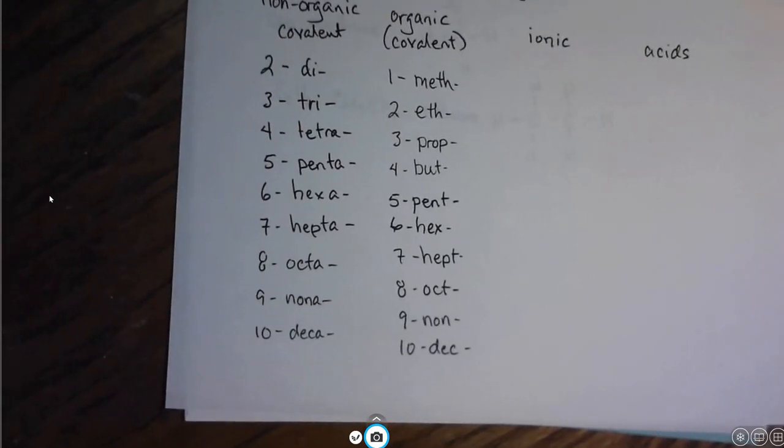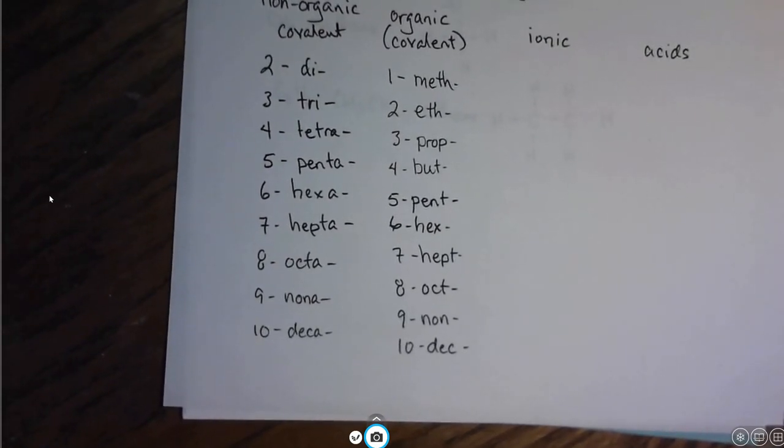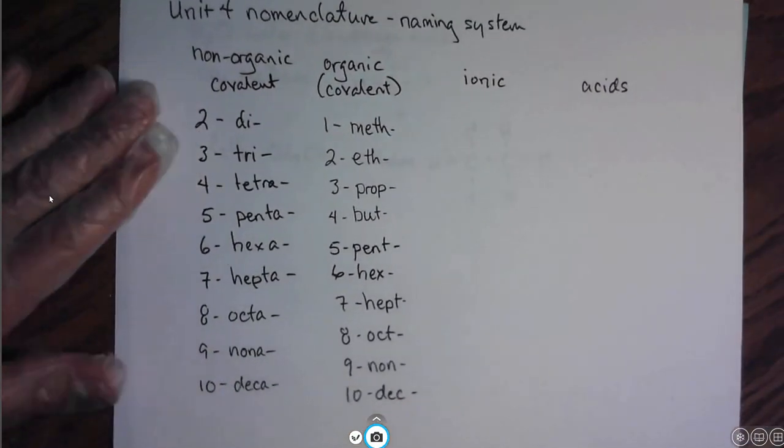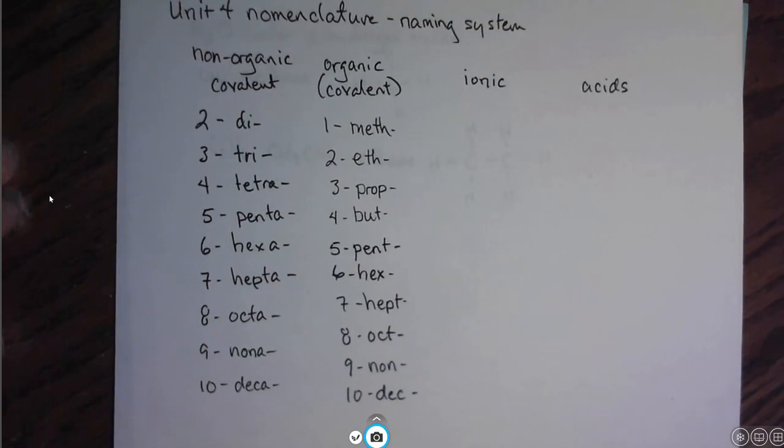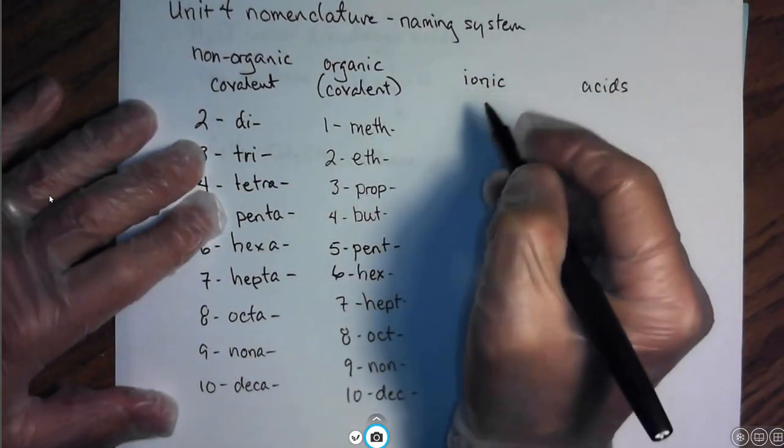All right. With ionic, we're going to have a numbering system for the metals in ionic compounds. And those are going to be Roman numerals. We'll talk about how you apply those later on. But how many of you don't know the Roman numerals up to 10? You don't know them? Okay. So let's go through that.